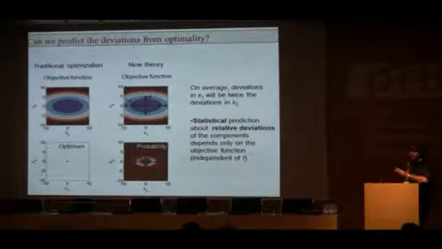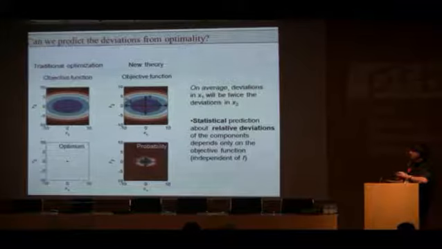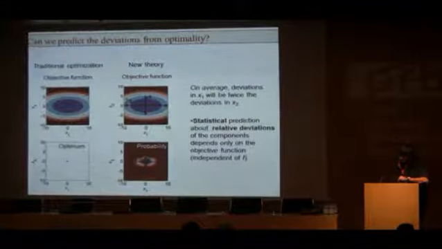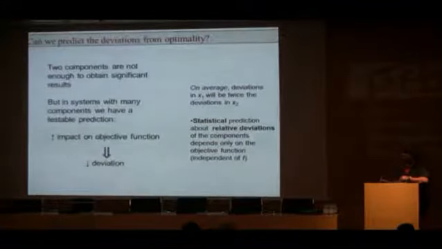With two components, that gives you very poor statistics. But then if you have a system with many components, then you have the prediction that the relative deviations of the components depends only on the objective function, does not depend on this f function that we don't know about. Okay, so what does this mean? It means that for components with a higher impact on the objective function, you should expect the least deviation.